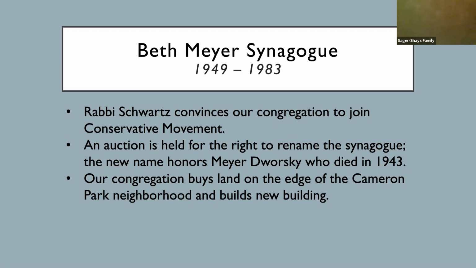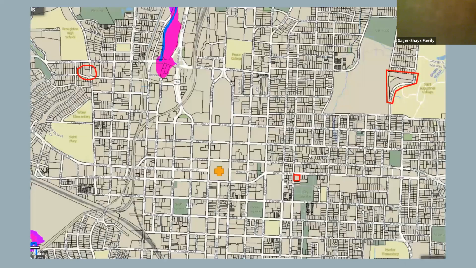But Oakwood was declining in those days, and we didn't have enough space. So moving over to the Cameron Park neighborhood was a smart idea. You can see it on the upper left there with the circle around it. This is the groundbreaking. That was Rabbi Schwartz again. And the property was purchased in '48. The groundbreaking was in '49.